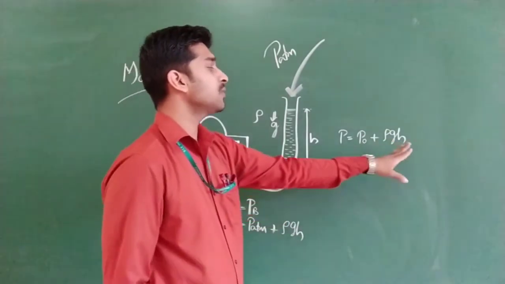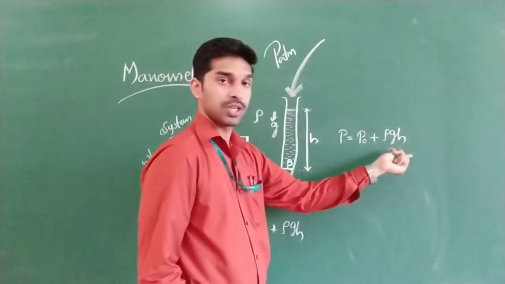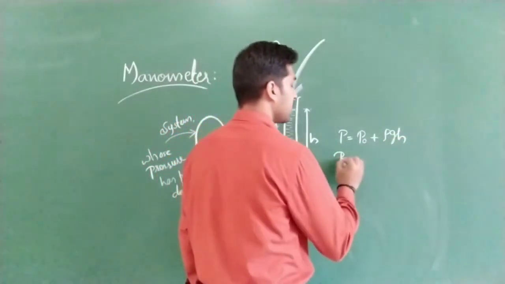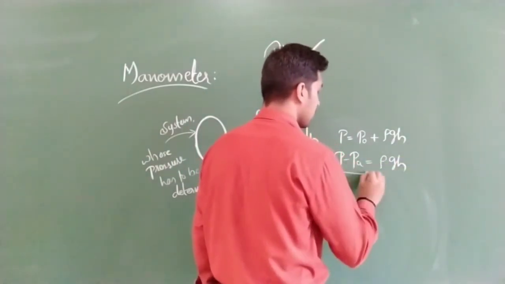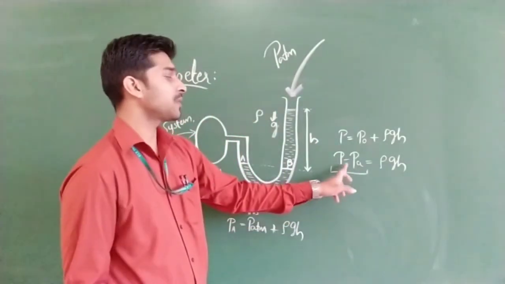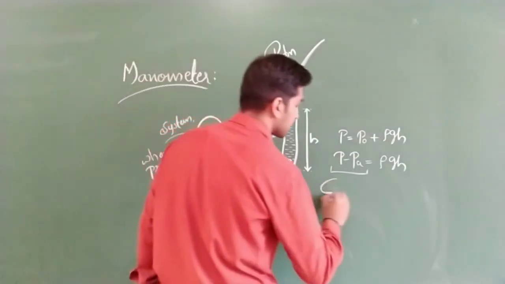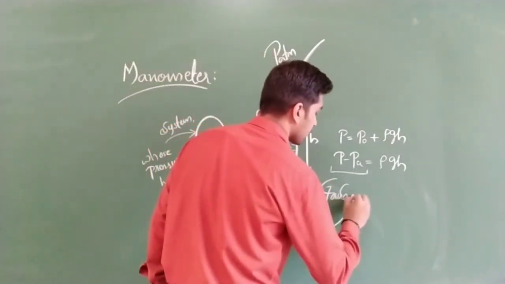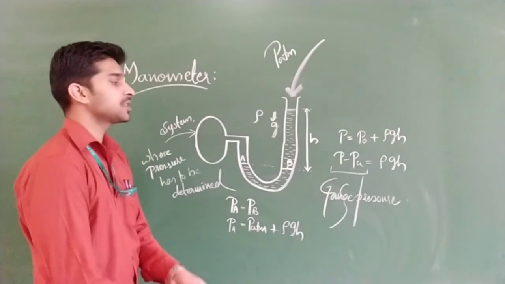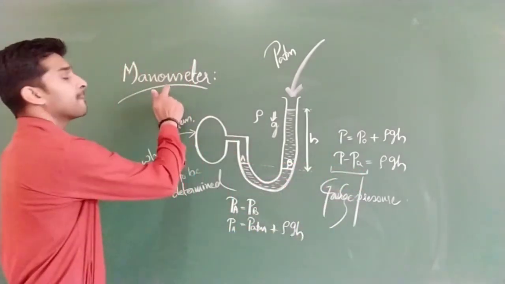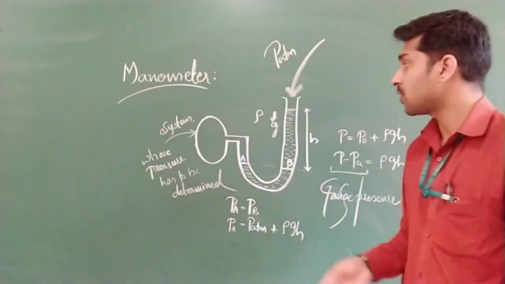The actual pressure is equal to atmospheric pressure, but incremented by the factor rho gh. Correct? So P minus P naught is nothing but rho gh, which is the difference between the actual pressure and atmospheric pressure. This factor is nothing but gauge pressure. To calculate pressure difference, we are going to use a manometer. Clear? I hope you have understood all these things.